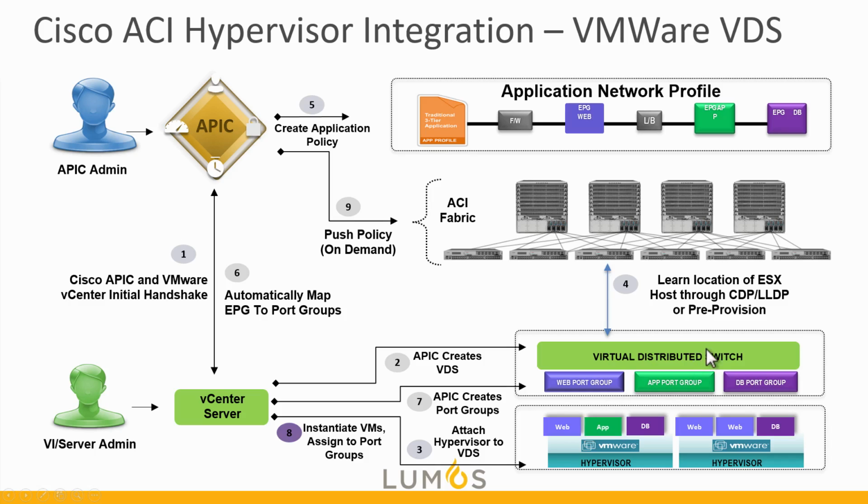In 1.1 and later versions, we still have the option of using CDP or LLDP. You never want to use both. But we don't have to any longer. So the default, if we just leave the checkboxes or really the drop downs at the default, is that it requires discovery protocol learning of the hypervisor. But we have this option of now pre-provision where we don't need any discovery protocol. So this is very nice.